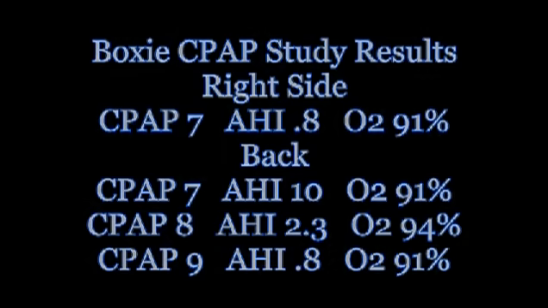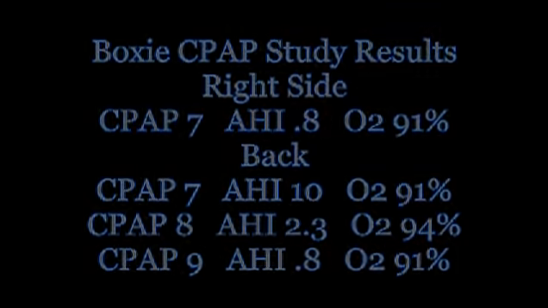So the only thing that's really different with Boxy this time is that at some point he flipped on his side and he did really well there at a CPAP of 7. There was really no need for a higher pressure until Boxy flipped back on his back, and then we start to see apneas and hypopneas again.